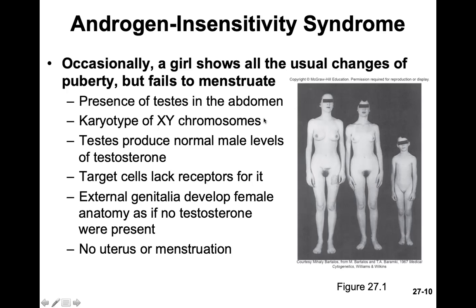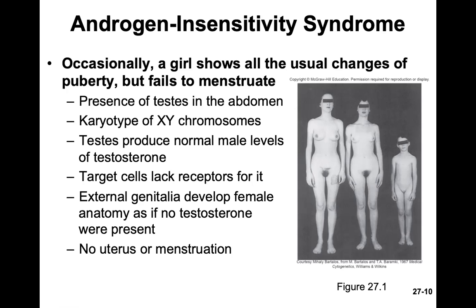secondary sex characteristics. Now, the reason is because the testes that are still in the abdomen are actually producing a normal amount of testosterone, but remember, we said that this is an androgen insensitivity syndrome. So they're producing a normal amount of testosterone, but the cells that normally have receptors for testosterone don't have the receptors. So the cells cannot respond to that testosterone because the receptors are not there.